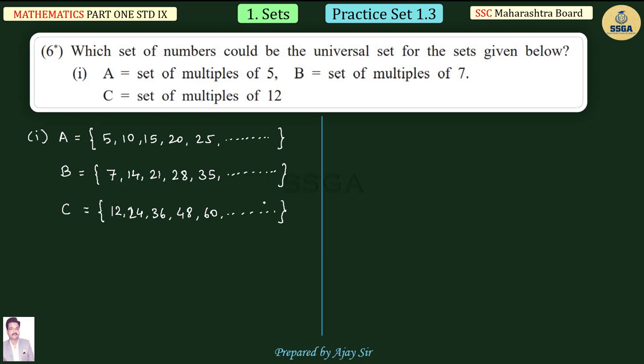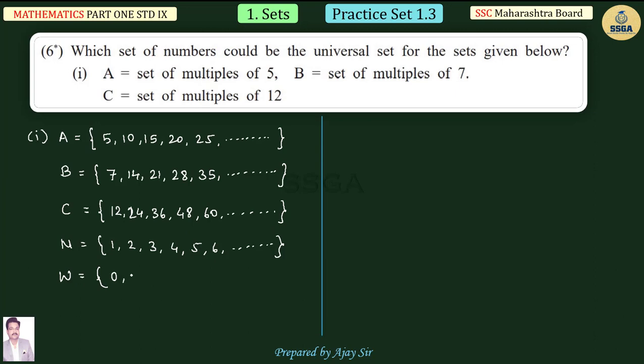Now which set will be the universal set? If you take natural numbers, which start from 1, 2, 3, 4, 5, 6 and so on, infinite. So the natural numbers are also a universal set, students, for all these three, because all are positive numbers and all are integers, means 5, 10, 15, 7, 14. All the elements of sets A, B, C are present in the natural numbers. So therefore natural numbers are one of the universal sets for sets A, B, C. Similarly, we can take the whole number set also.